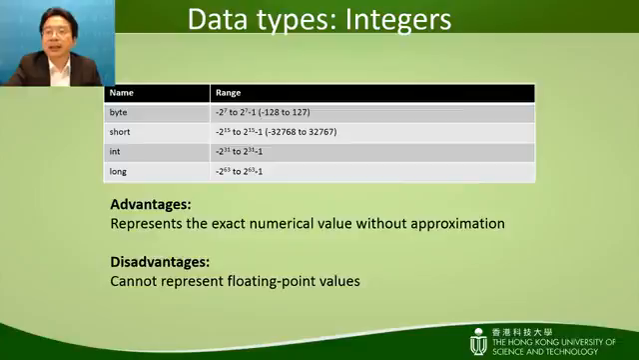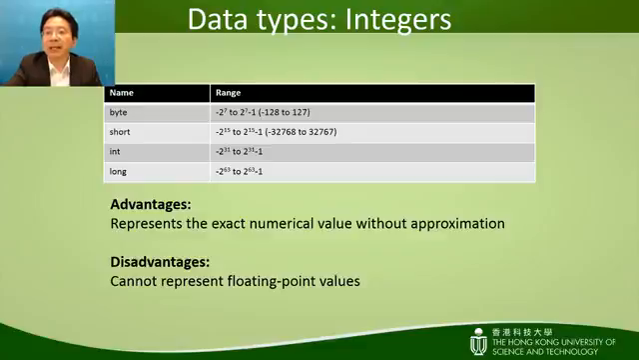Short is 16 bits, int 32 bits, and long 64 bits. The corresponding range of values are given in this table. The main advantage with an integer representation is that it represents the exact value without approximation, but it cannot represent floating point values, and its range of values is limited.